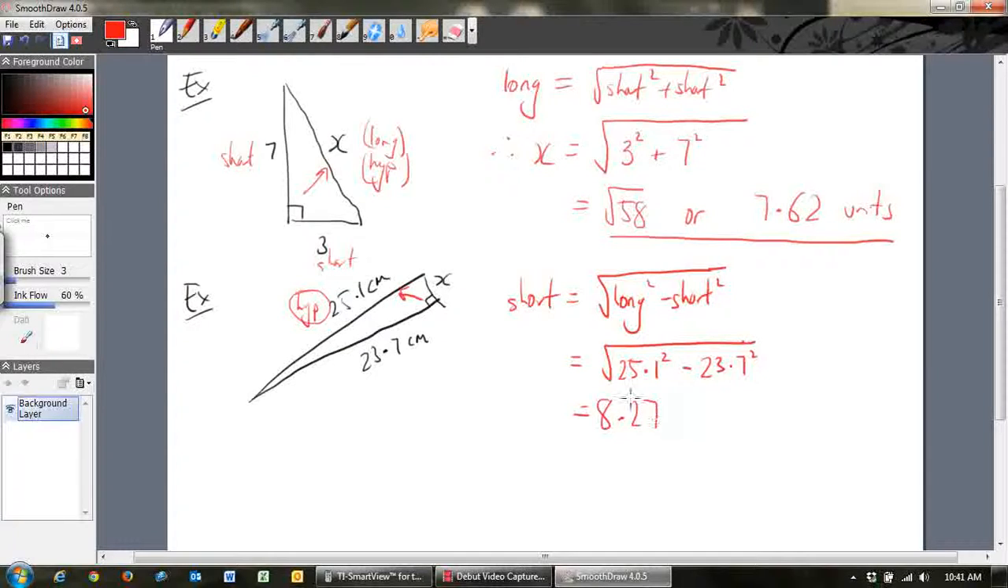So x equals 8.27. We're in centimetres here, both of them are centimetres, so your answer is in centimetres. That's the length of x, therefore x equals 8.27 centimetres. And that's Pythagoras. Enjoy.